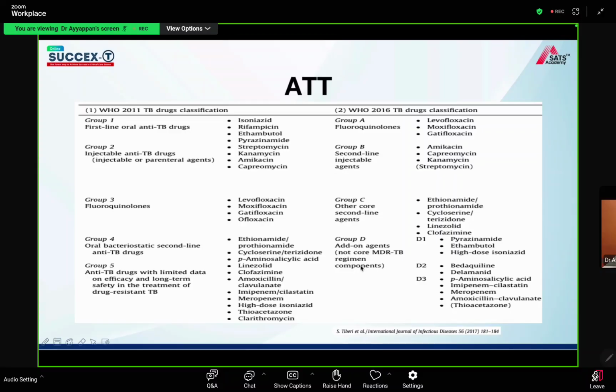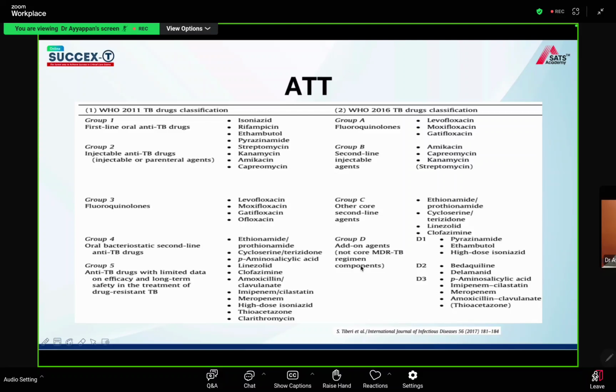So group 1 and group 3 are good bactericidal as well as sterilizing anti-tubercular agents. Even though the group 2 injectables are good bactericidal agents, they are not sterilizing agents. The group 4 is a bacteriostatic agent to be used as second line therapy, and the group 5 ones have either uncertainty in the anti-tubercular activity or uncertainty for long-term safety. So this is how they initially classified.